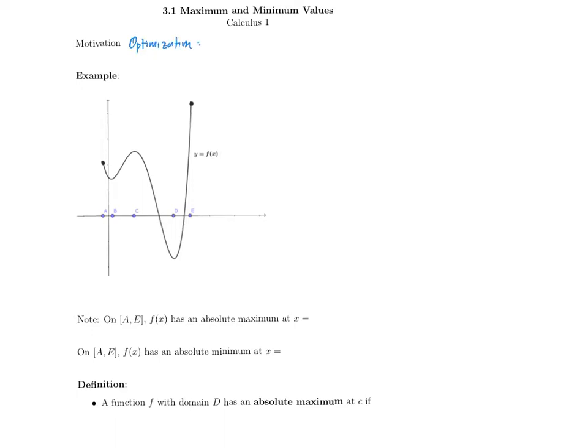where a typical optimization problem in some way, shape, or form asks us, can we somehow maximize or minimize some type of quantity? So, for example, you might think in business you might want to maximize profit or minimize cost. And throughout this chapter, we'll explore many such applications.